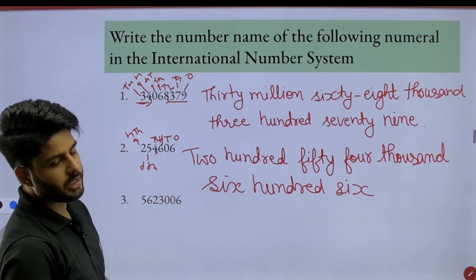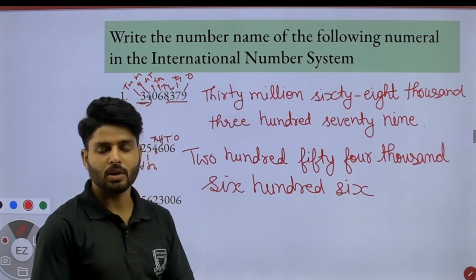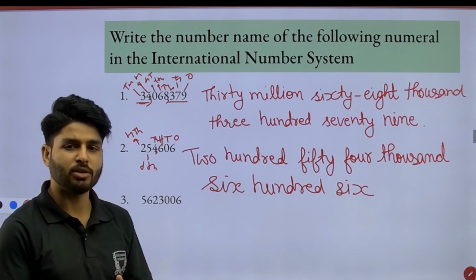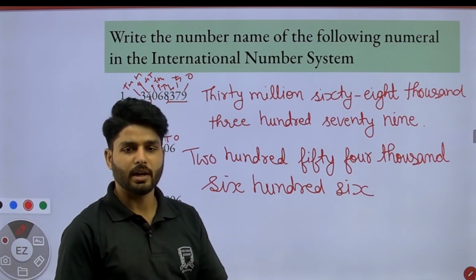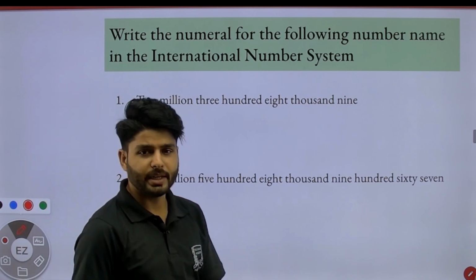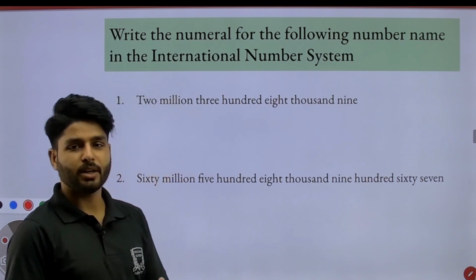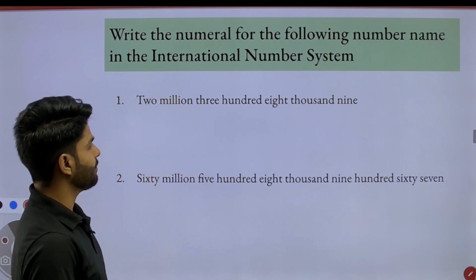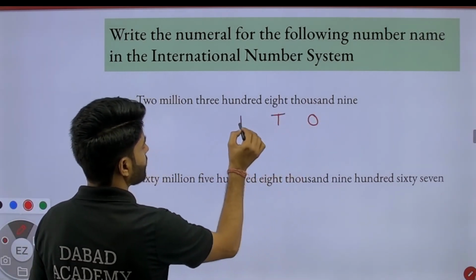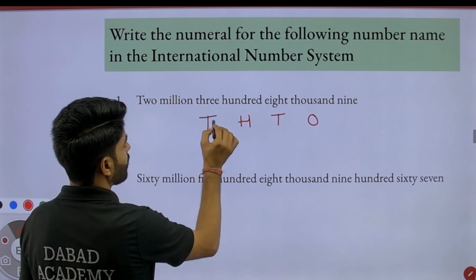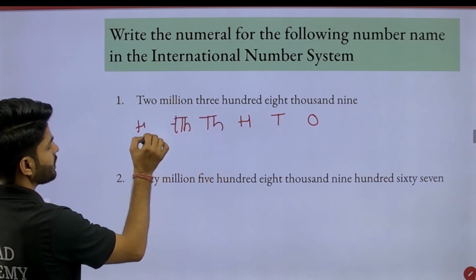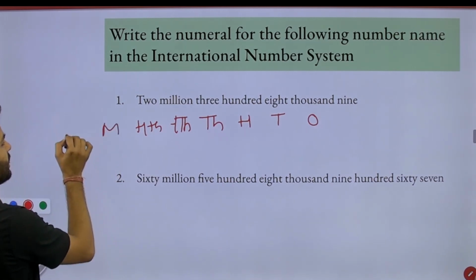So in the international number system, first we have to put the place value chart: ones, tens, hundreds, thousands, 10,000, 100,000, then million, then 10 million. Now we have a number name and we have to write it in numeral form according to the international number system. We already know how to write it. First we have ones, then tens, then 100, then 1000, then 10,000, then 100,000, then million, and then 10 million.